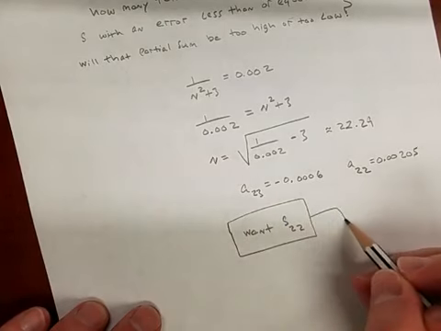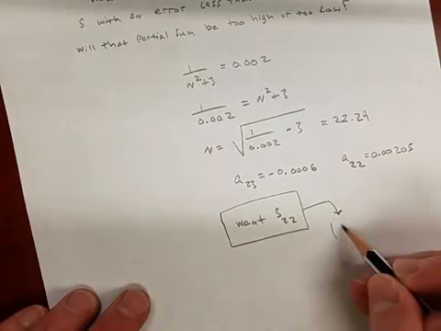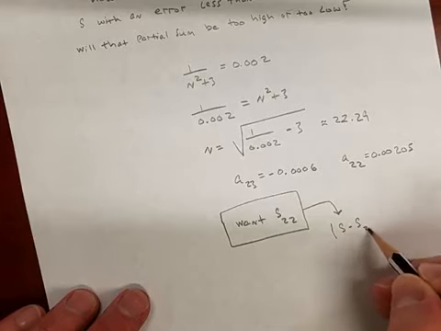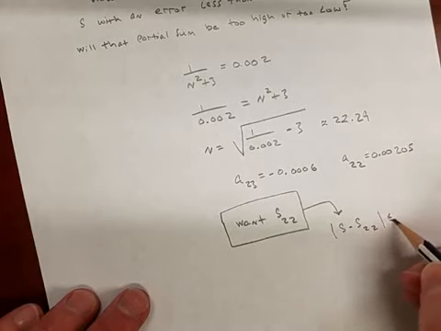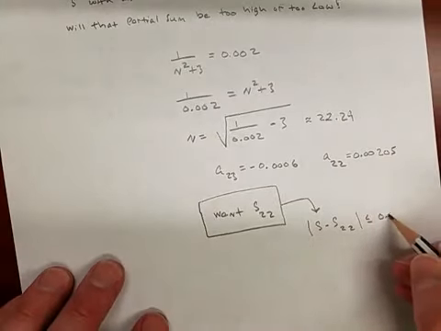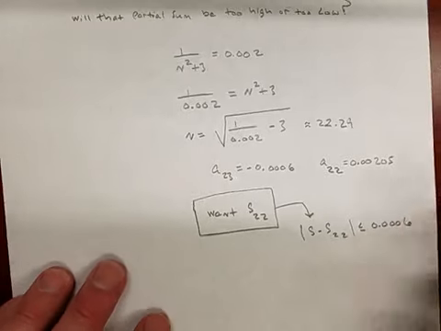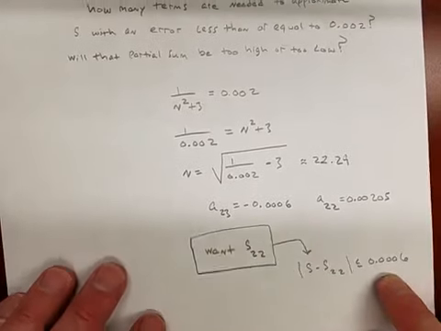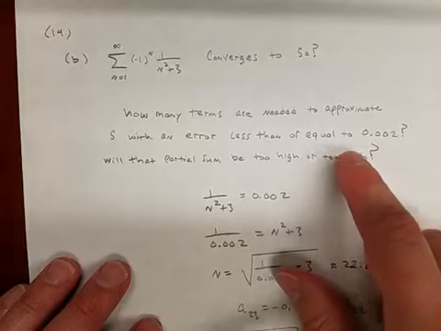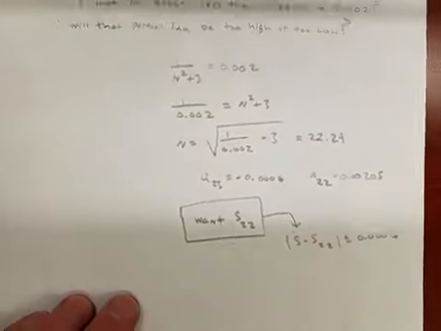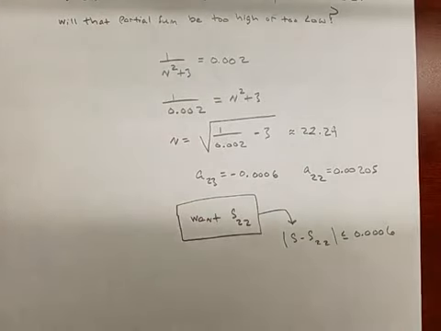I know I said it. What's the justification for that? Well, S minus S22 will be less than or equal to 0.0006, which is the first partial sum that's going to put it below that. So that's the partial sum as needed.